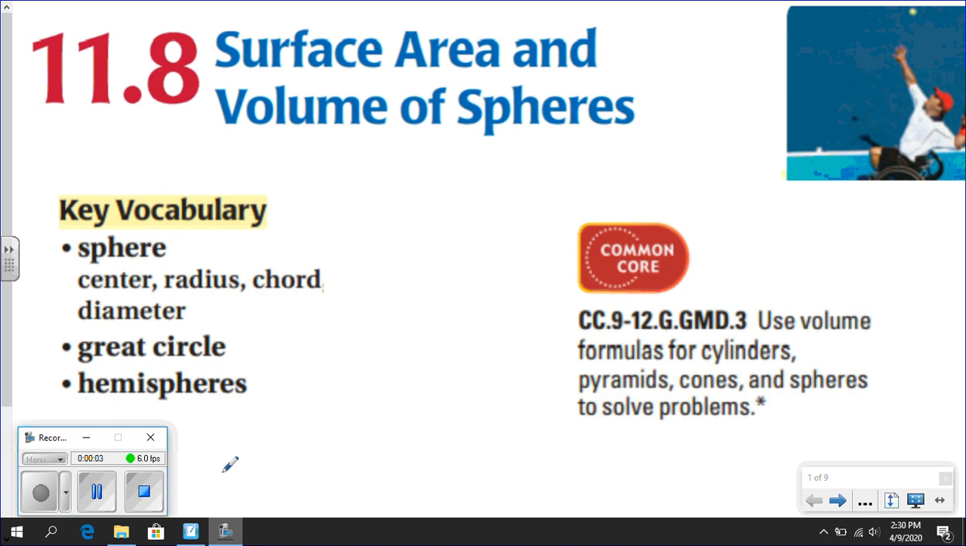Hi everyone! Today we are going to learn 11.8, which is surface area and volume of spheres.